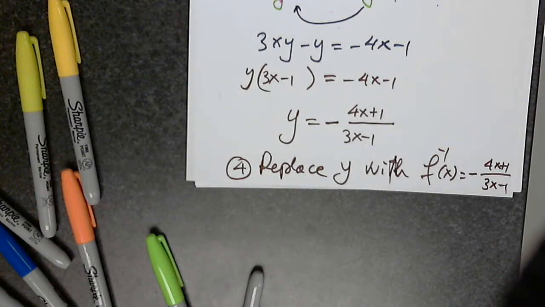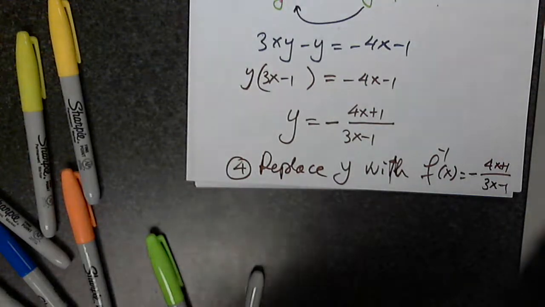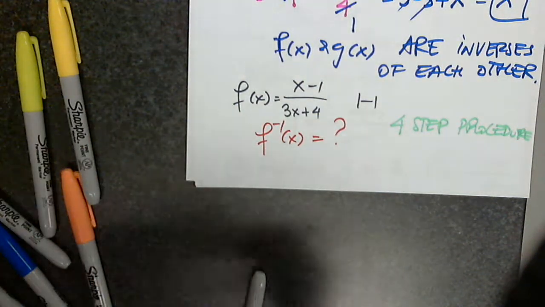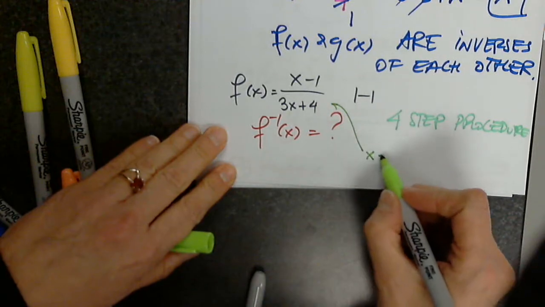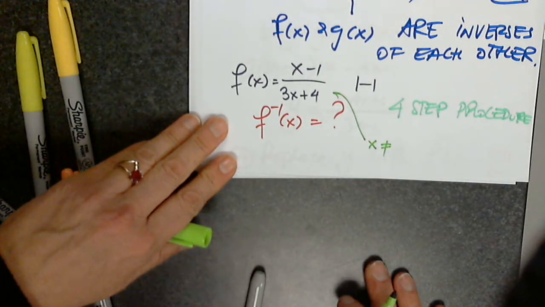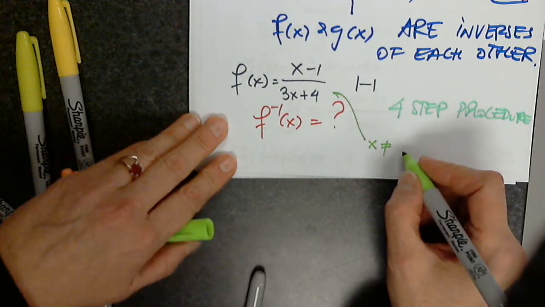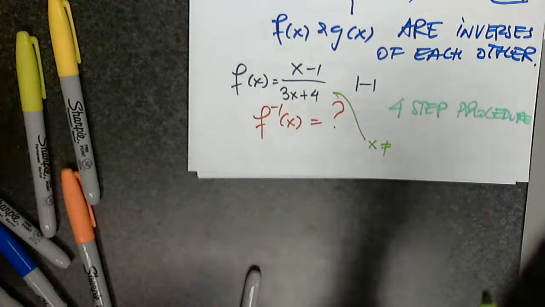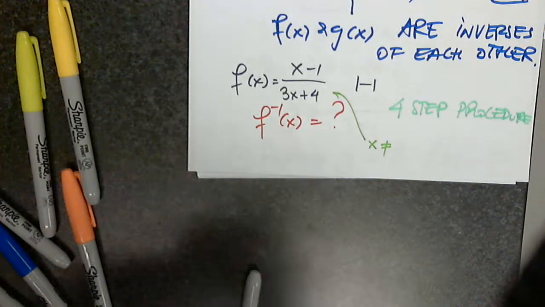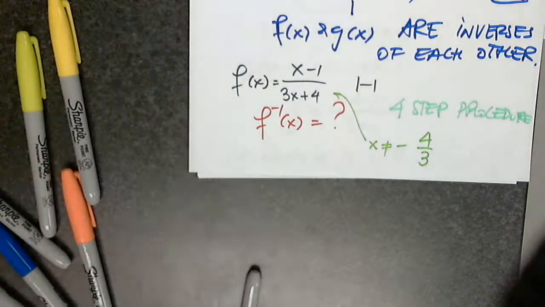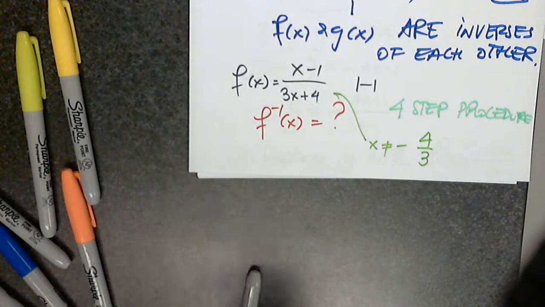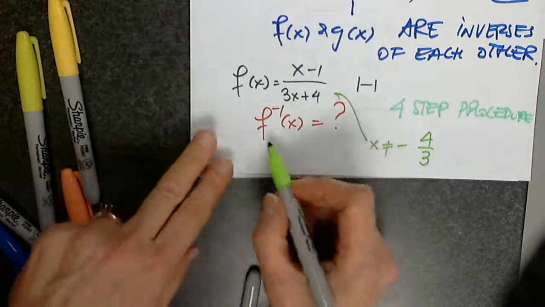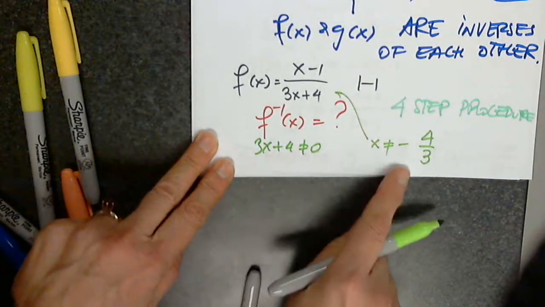Now, to be 100% correct, I'd like to come back here for a second. When I give a function like this, I should write x not equal to some value. Zero is possible. 3 times 0 plus 4 is 4. I can divide by 4. Very good. Negative 4/3 is not possible. The denominator set equal to 0: 3x plus 4 cannot equal 0. We subtract 4, divide by 3. That's how we get this.